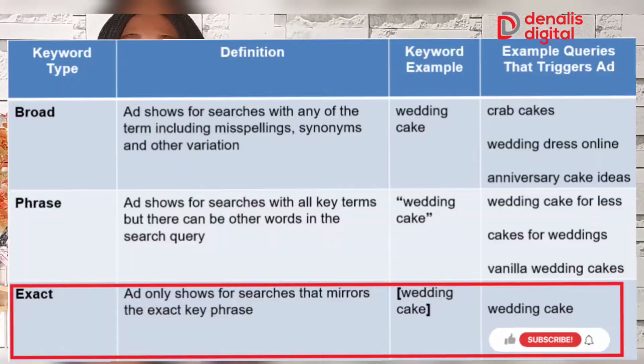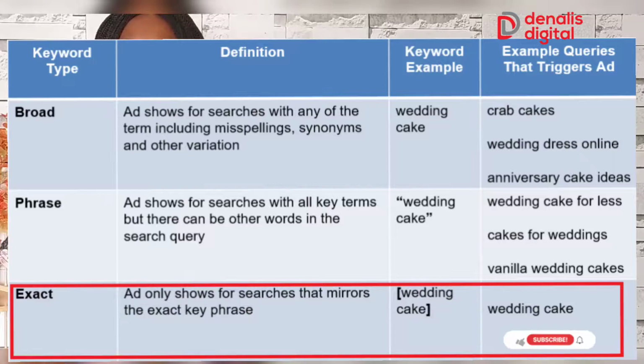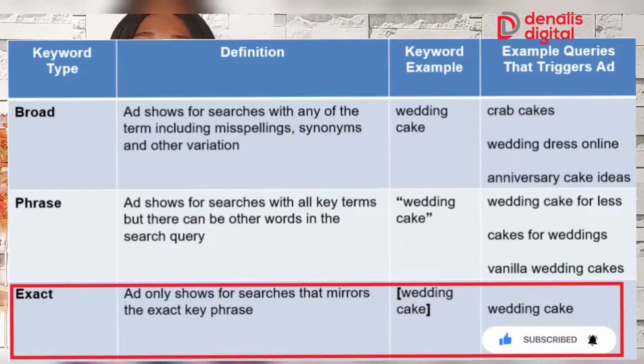The third keyword type is the exact. With this, whatever your keyword is should be exactly what the person types in the Google search box before your ad will pop up. So using wedding cake as an example here too, when the person types wedding cake and nothing else, your ad will show. But when the person types wedding cake in Accra, just the fact that he's added in Accra means that your ad wouldn't show because your keyword type is exact. It should be exactly what you, the advertiser, stipulated in your campaign.